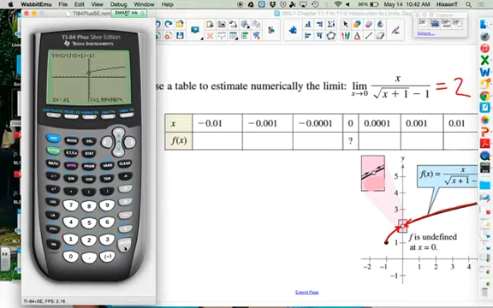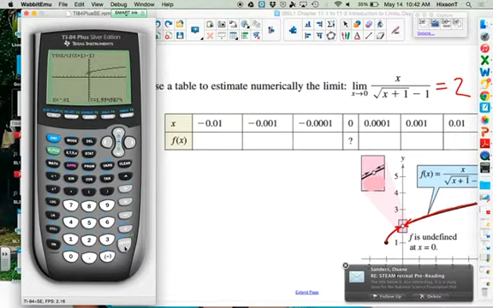Is there a reason why you're choosing such small numbers, or is it just that they give you the x's that you should plug in? In this case, they did, but you would want to pick numbers that are getting closer and closer and closer to what you want to approach. Here, notice we're approaching 0 on both sides.